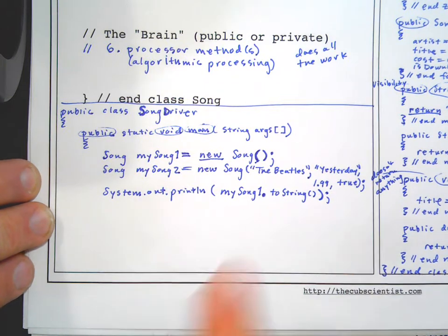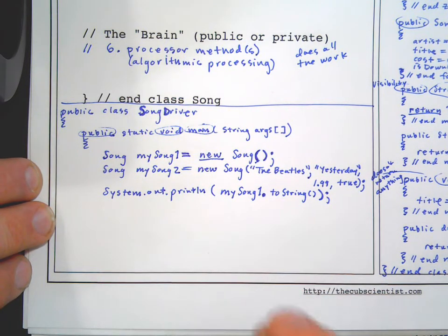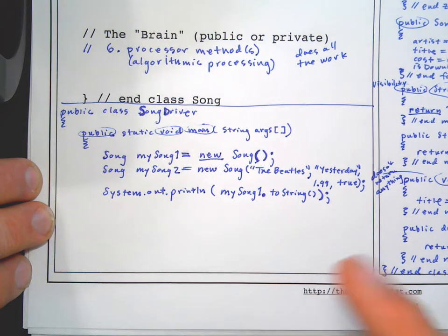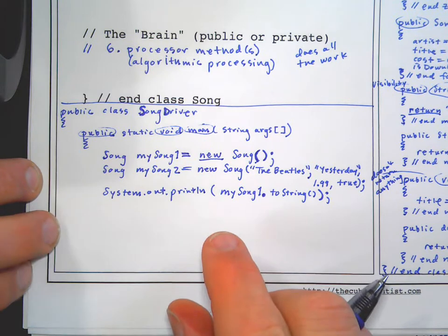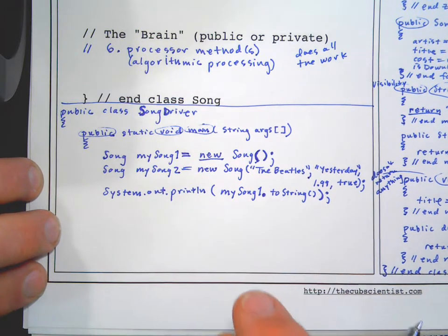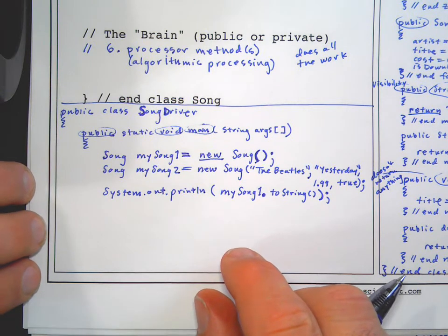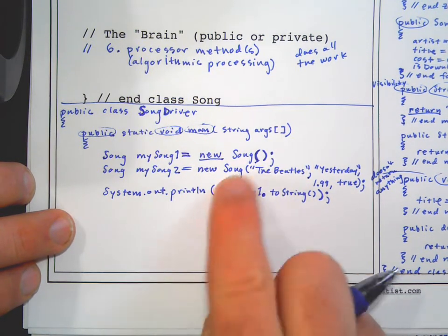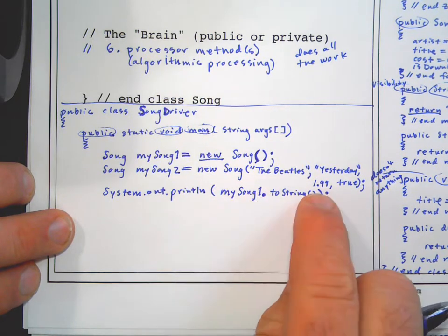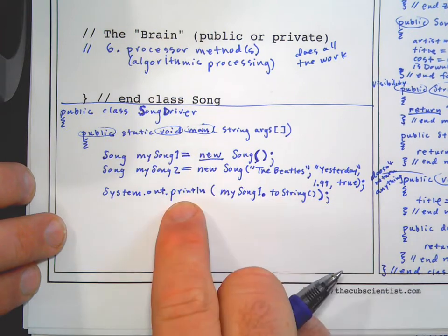Okay, and then that would give us back a printable version of the song, and then it would print it out. Now, we use this dot thing a lot. We've been using Math.random. Well, random is a method in the Math class, so we call it Math, okay? System.out, right? So this is how you call methods from within a class. You've got to have an object of that type, dot, name of the method. Okay, so this will print out that first song.